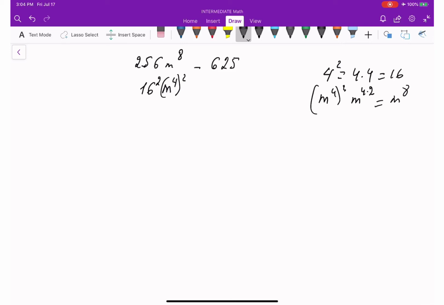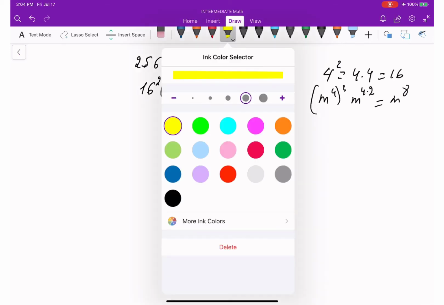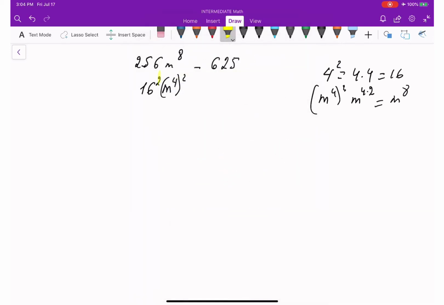For that reason, since I have here 16 to power 2, I also want to get m to power 2. Therefore, I divide 8 by 2 and get m to 4. If I would have, let's say, m to power 10 instead of 4, I will have 5. But if I would have 7 instead of 8, then that's it. I could not use that formula a squared minus b squared, okay?